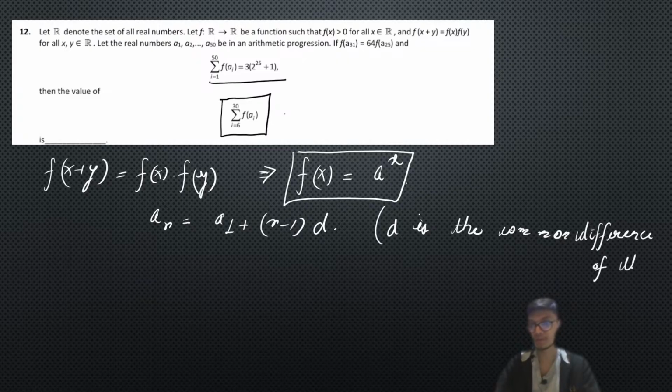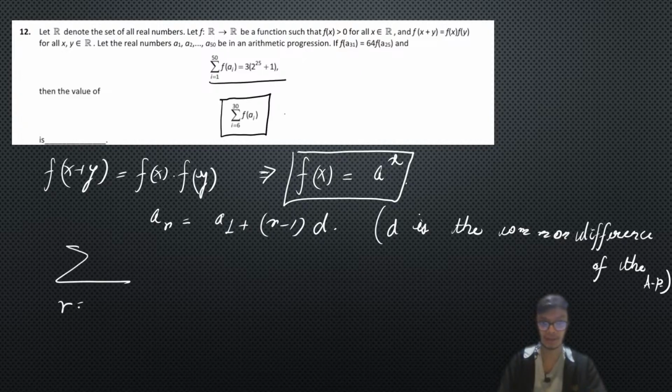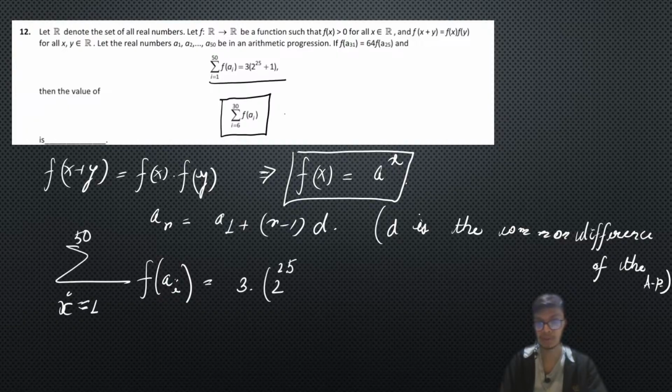Common difference of the AP. Let's assume that d is the common difference of the AP. Now, if I look at the summation, that is i going from 1 to 50, of f of ai, that is given as 3 into 2 to the power 25 plus 1. So let's try to see.